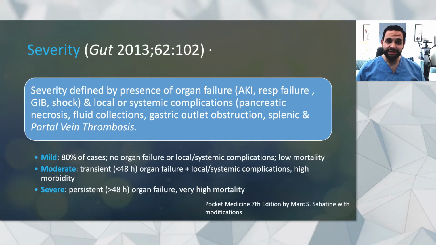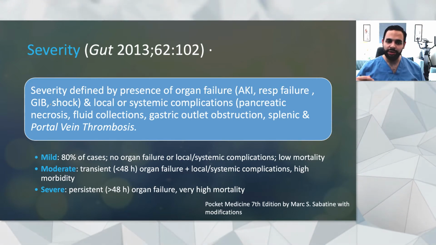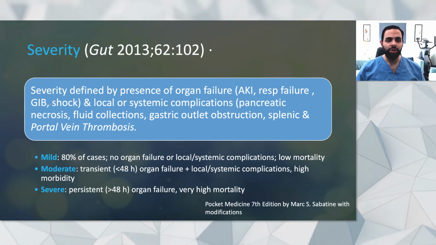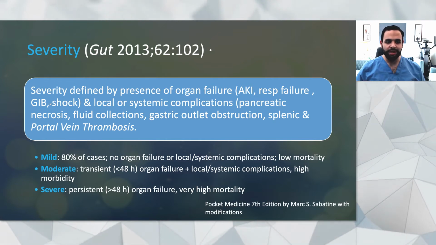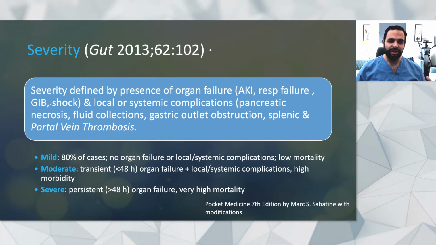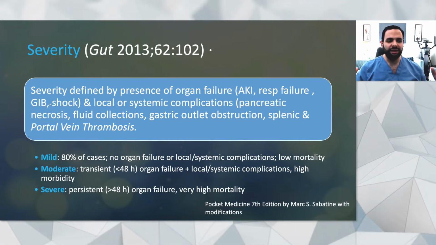The severity is defined by presence of organ failure. So you look for acute kidney injury, respiratory failure, GI bleed, shock, and local or systemic complications such as pancreatic necrosis, fluid collections, gastric outlet obstruction, splenic and portal vein thrombosis. So those are the hallmarks. That's the idea that gives us how severe a patient is.